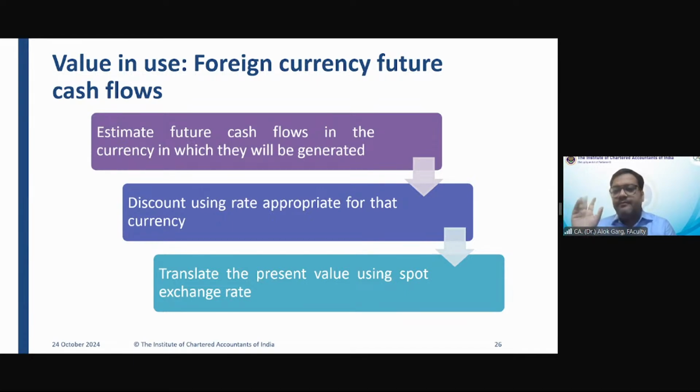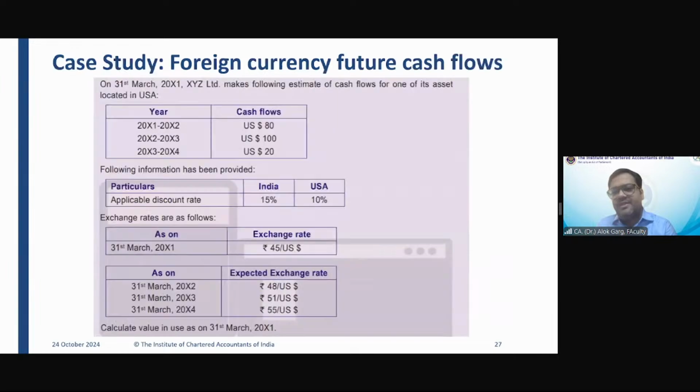Then you need to compute the value in use in the foreign currency. Whatever value in use comes in the foreign currency, you need to multiply that value in use with the spot rate. Then it will come in INR, or the domestic currency. So translate the present value using the spot exchange rate.